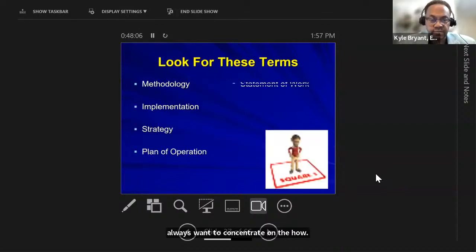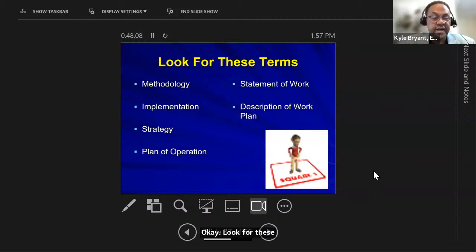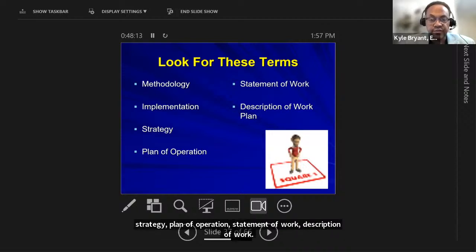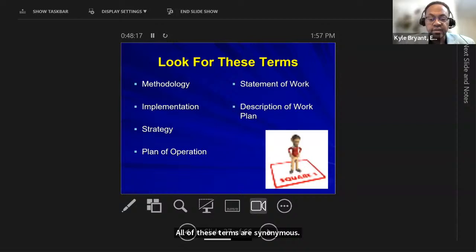Look for these terms: methodology, implementation, strategy, plan of operation, statement of work, description of work. All of these terms are synonymous. So if you see this, that's what they're asking you. How do you plan to implement this?